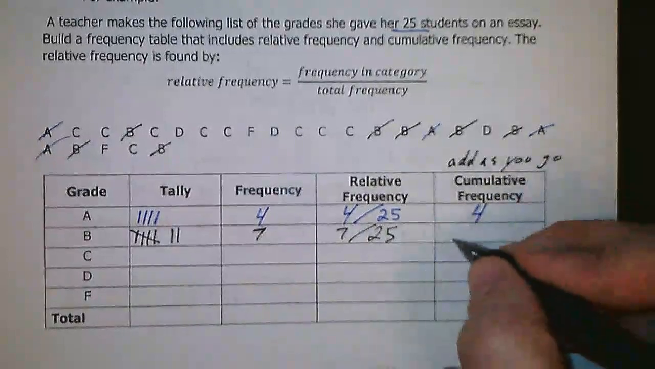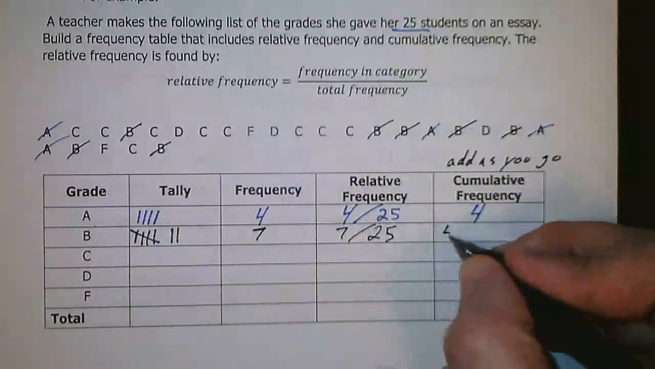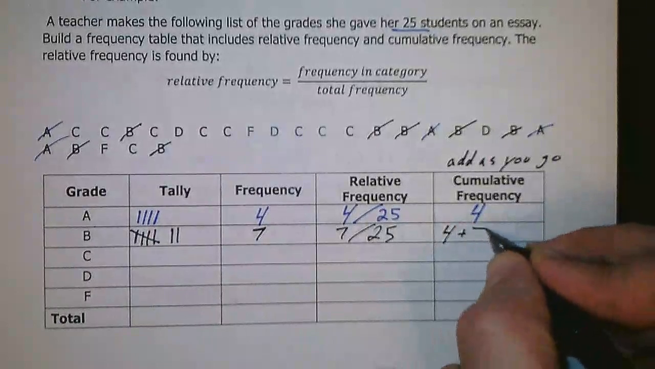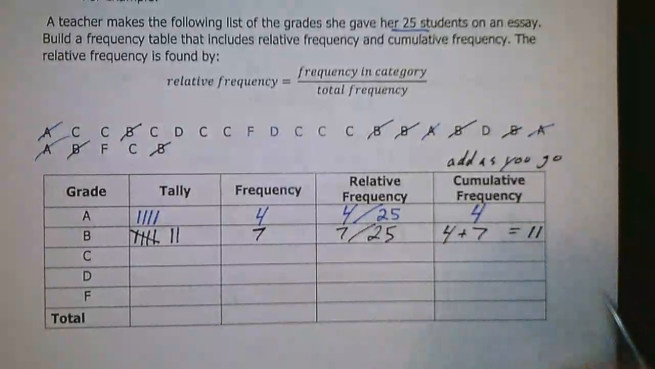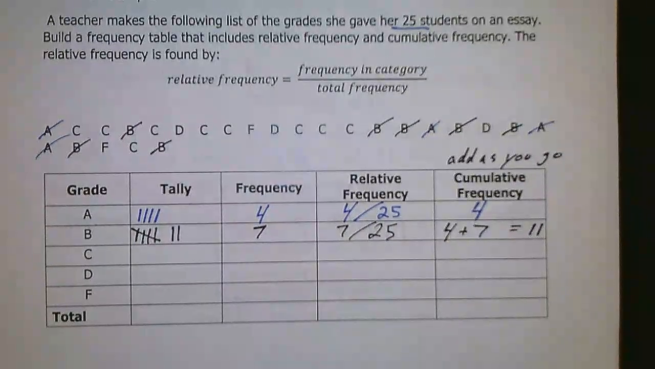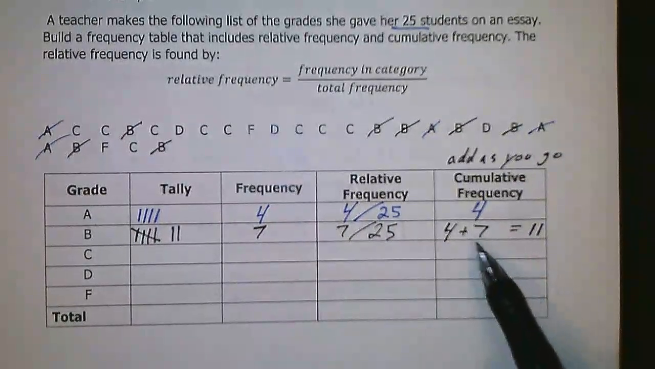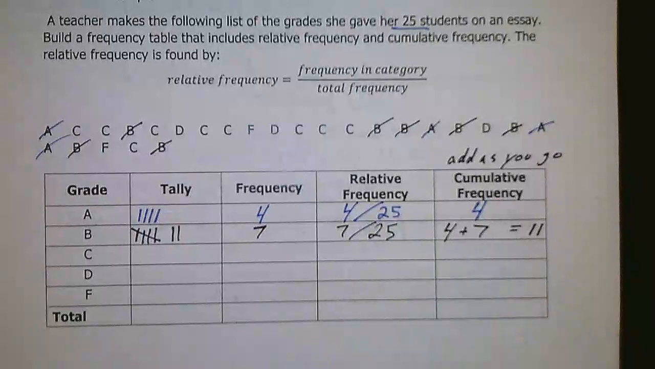And then here we do the preceding number of 4 plus 7. I mean, we could just write the number 11 here, but I want you to see where it comes from. 4 plus 7.